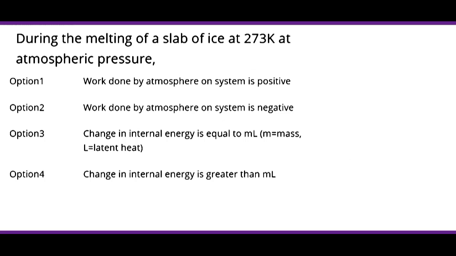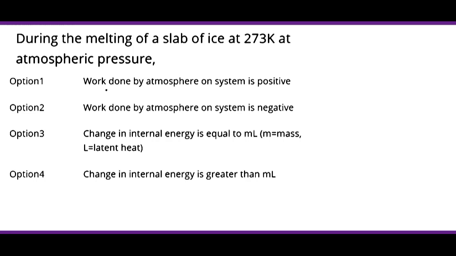Thank you. During the melting of a slab of ice at 273 Kelvin at atmospheric pressure, option 1 says work done by atmosphere on the system is positive. Option 2 says work done by atmosphere on system is negative. Option 3 says change in internal energy is equal to mL, and option 4 says change in internal energy is greater than mL.